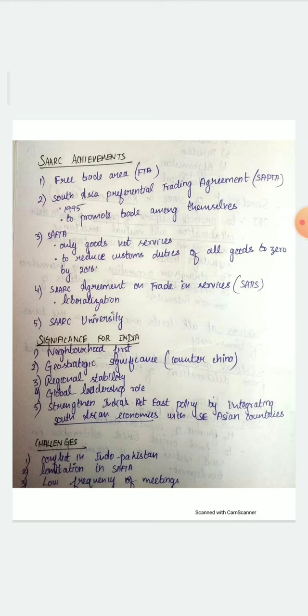First topic is SAARC achievements. So, what are the achievements that have been achieved so far by the SAARC? There are five achievements. One is the free trade agreement. So, what is a free trade agreement?